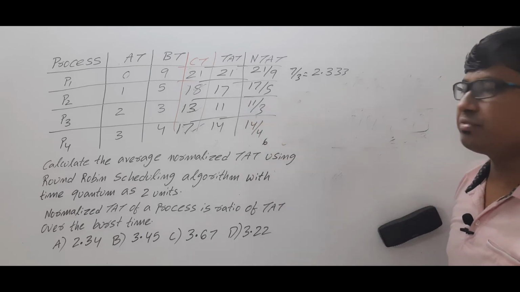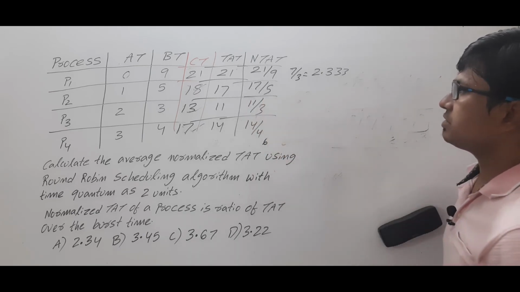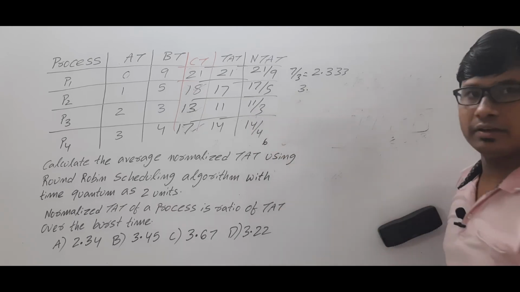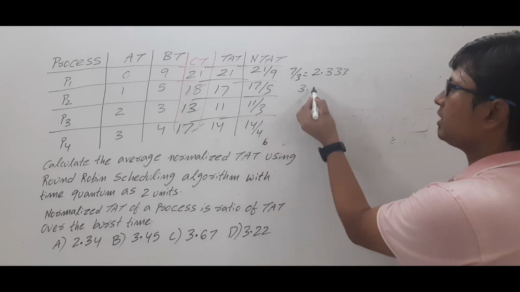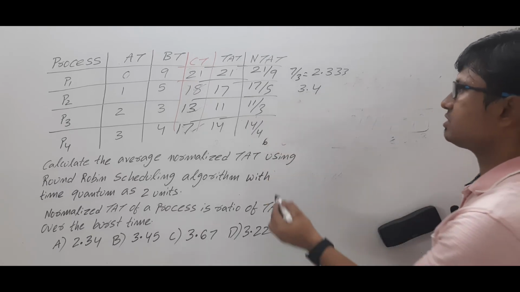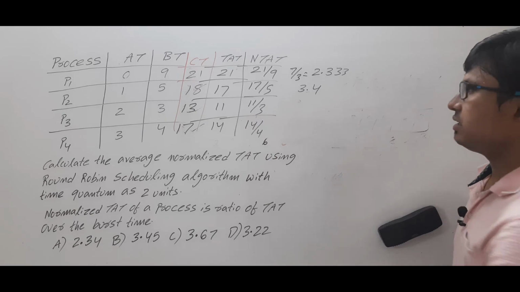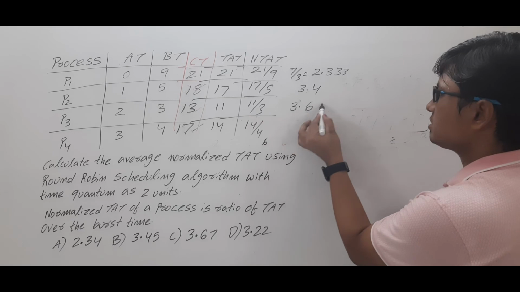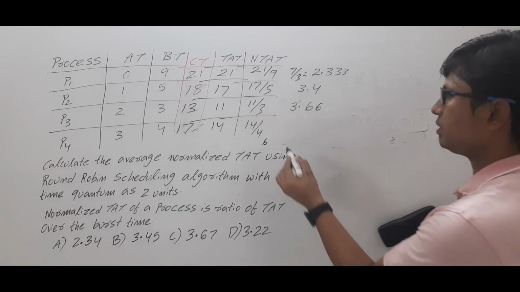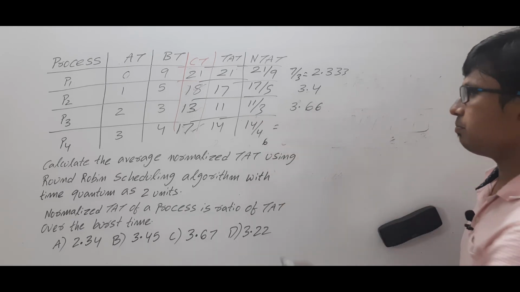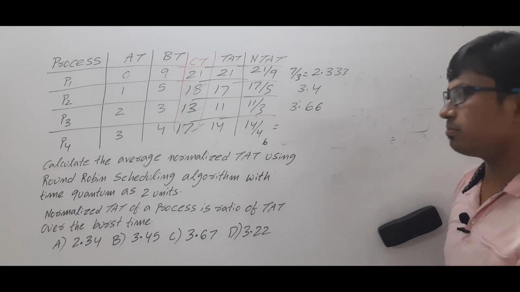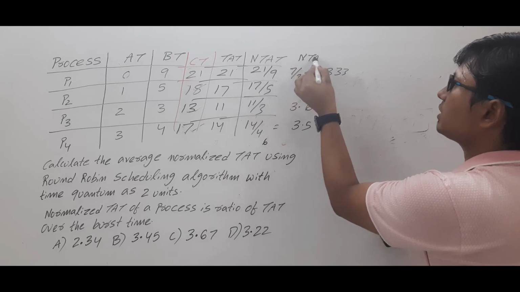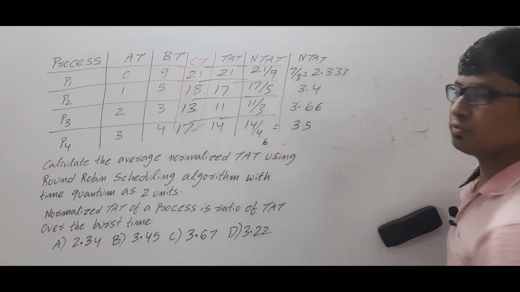And 17 by 5. 17 by 5 is how much? 5 3s are 15. You will have 2 by 5, which is 0.4, so it is 3.4. 11 by 3, 3 3s are 9. You have 2 by 3, which is 0.66 something. Are you able to understand? 14 by 4 is nothing but 7 by 2, which is 3.5. So we got these normalized turnaround time values for each process.